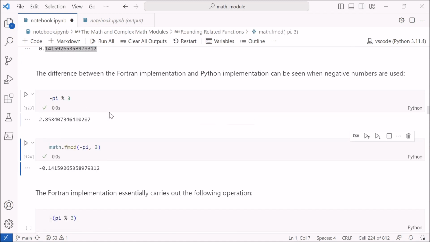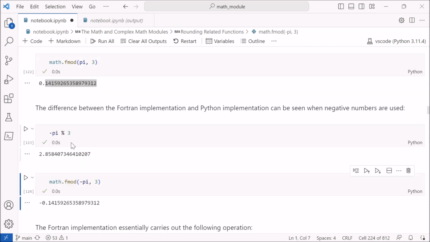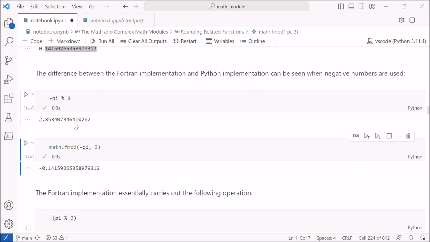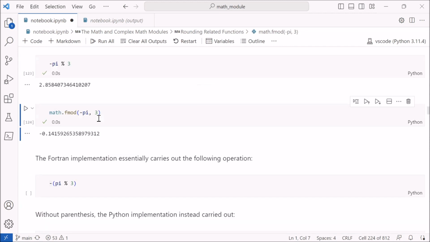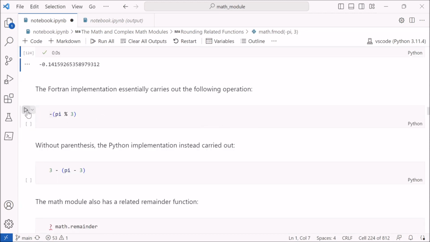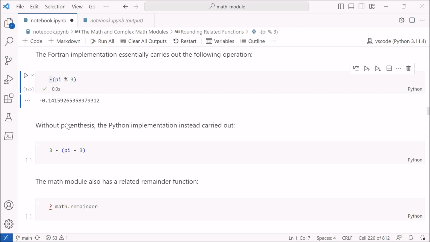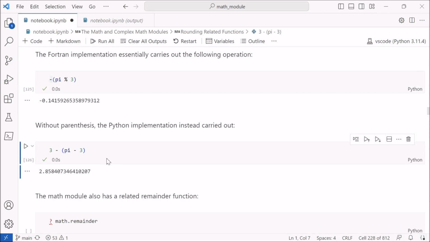So if we have a look, we see a completely different number for the two implementations. This is the negative of this number. What this has actually done is it's gone from 3 and subtracted this from 3. So the Fortran implementation has essentially done this, and the Python implementation has done this.